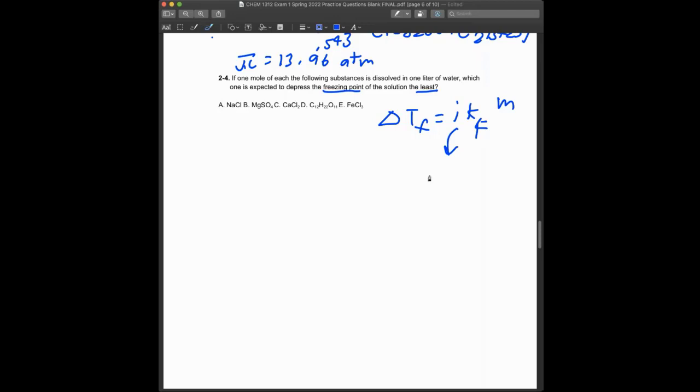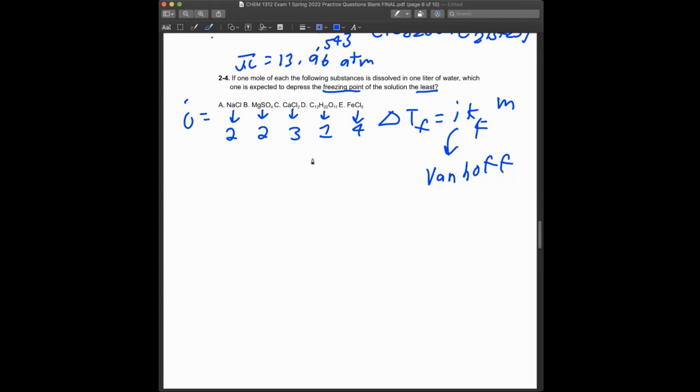So if it's ionic, you count the number of particles, and if it's not ionic, you just count it as one. So this is like the Van Hoff factor, right? Let's go ahead and just identify the i for each element. So NaCl is ionic, it's 2. MgSO4 is going to be 2 because it's a sulfate and a magnesium. CaCl2, 3. C12H22O11, that's going to be just 1 because it's not ionic. And FeCl3 is just 4.